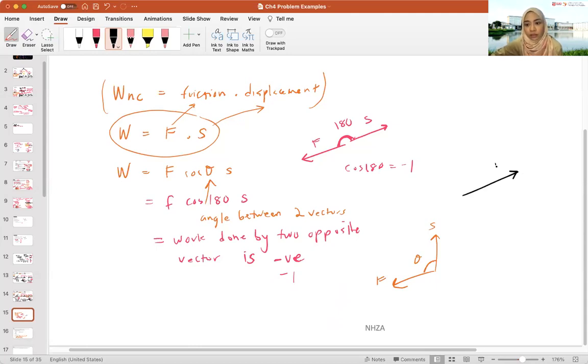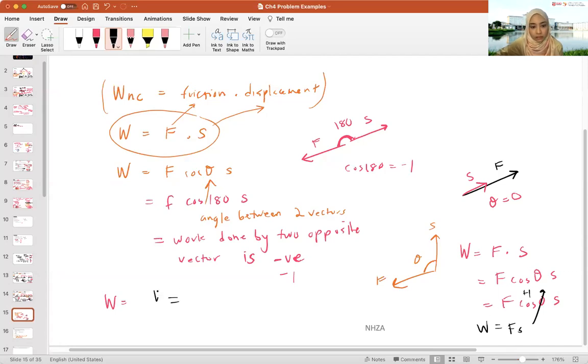So F macam ni, S macam ni. What is the angle between them? The angle between them is 0. So how does my equation look like? So W equals to, let me write it, W equals to F dot with S. Expanding this equation, F cosine theta S. Theta is the angle between them. F cosine 0 S. This would give me +1, which is just Fs.